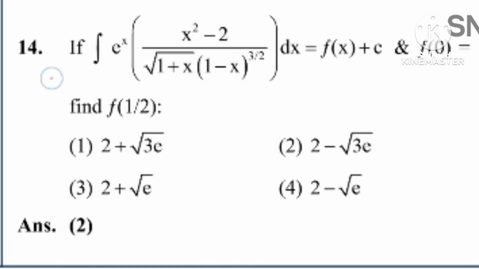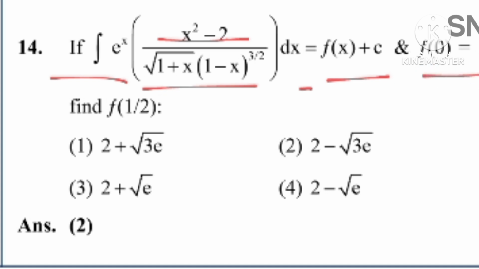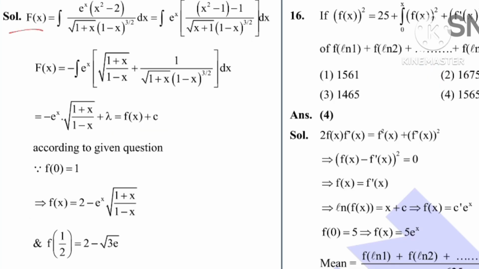14th question. If the integral of e power x times (x square minus 2) by root over 1 plus x into (1 minus x) whole power 3 by 2 dx is equal to f of x plus c, f of 0 is equal to 1, and f of 1 by 2 is... Now f of x is equal to the integral of e power x times (x square minus 2) by root of 1 plus x into (1 minus x) whole power 3 by 2 dx. Now the integral of e power x into (x square minus 1) by root over x plus 1 into (1 minus x) whole power 3 by 2.